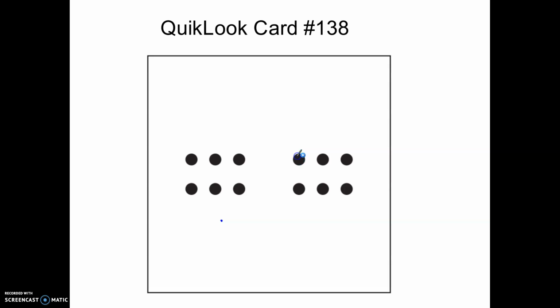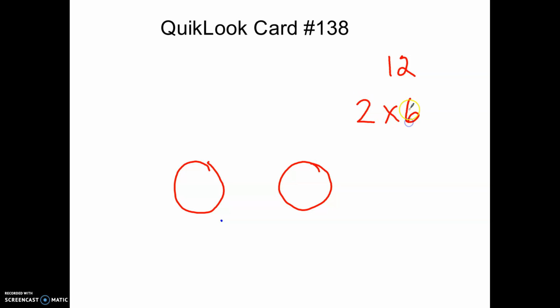Here we go. Ooh, what did you see and how did you see it? Did you see 12? How did you see 12? Did you happen to see 2 groups of 6 and think, well, 2 groups of 6 is 2 times 6 and that's 12? Or maybe you said to yourself, I see 2 groups of 6, one here and one here, and I know that 6 plus 6 equals 12. Maybe. Okay, we're going to move on.